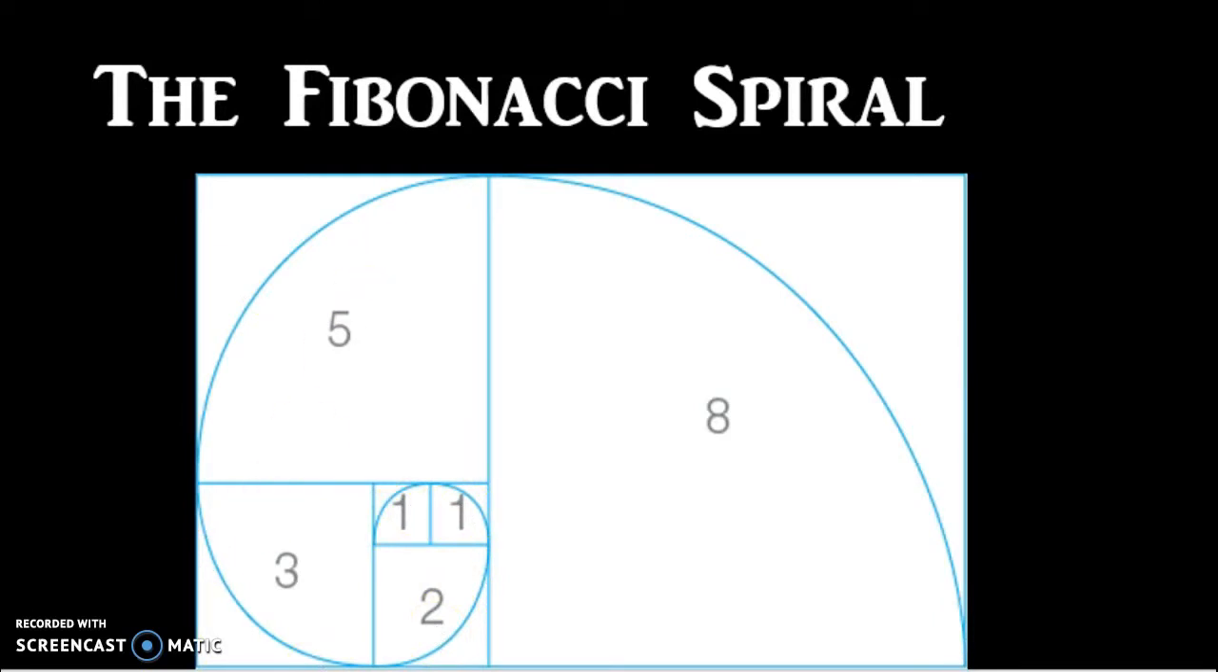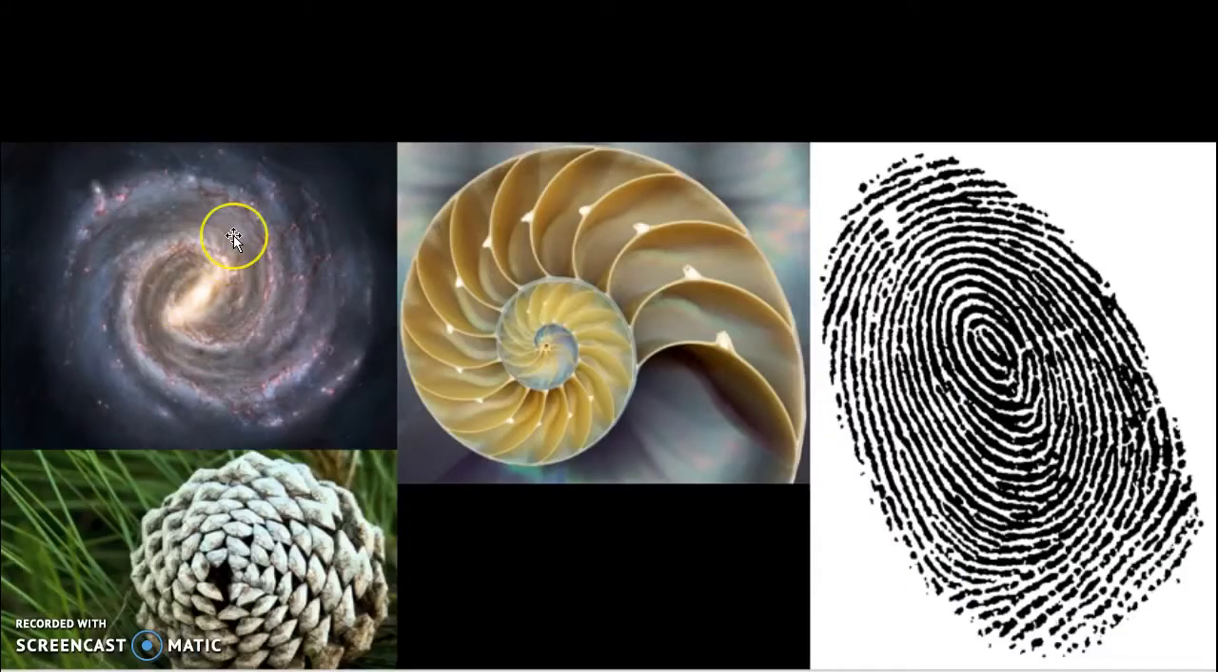Now back to the question I asked at the start of the video. What's similar about all these? Well, they all relate to the Fibonacci spiral. This galaxy is a spiral. This seashell is obviously a spiral, and this fingerprint is actually a spiral. I'll talk about the pinecone later. In fact, I'll tell you about it right now.